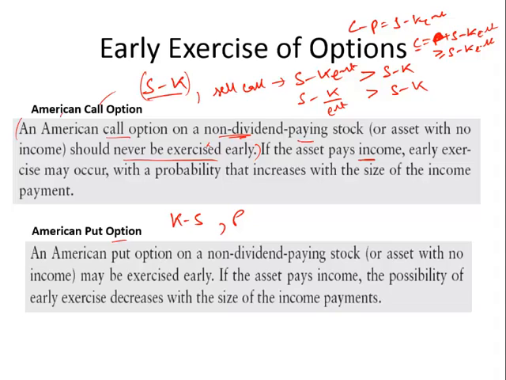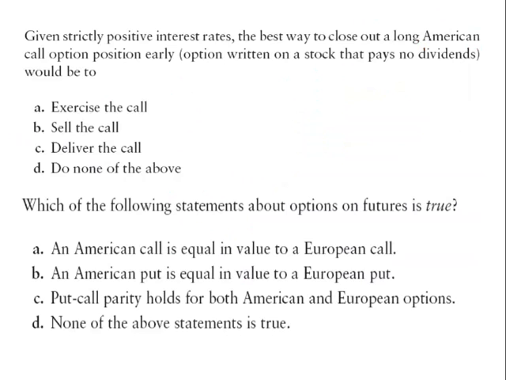You can sell a European call option also. A European call option has a limitation that it cannot be exercised early, but that doesn't mean you can't sell it. So you can sell a European call option. And even for American, we say that selling is better than exercise. Given strictly positive interest rates, the best way to close out a long American call position early would be to sell the call to somebody else.